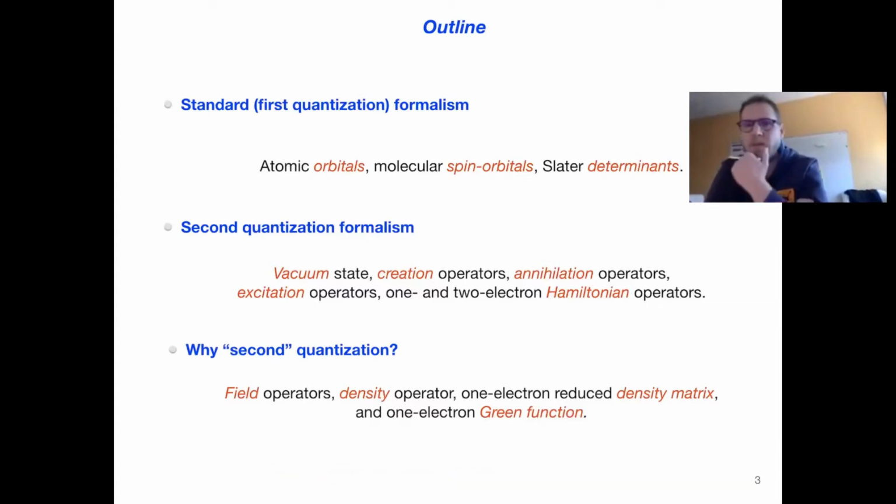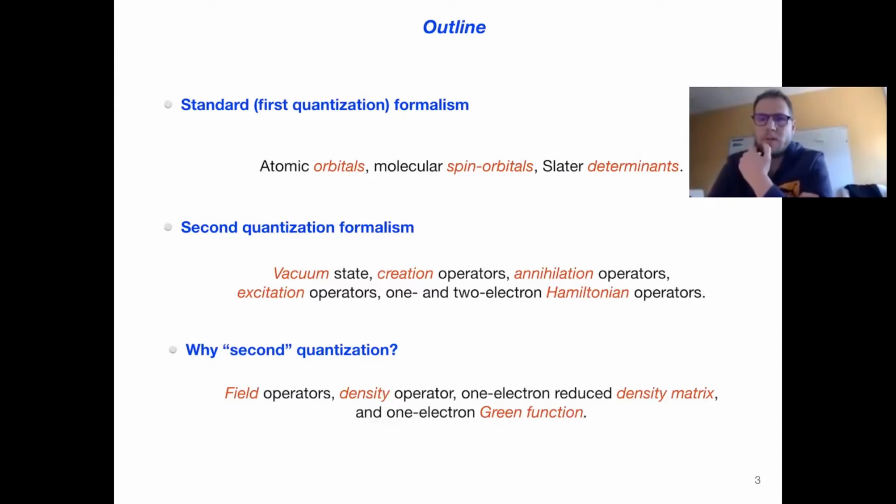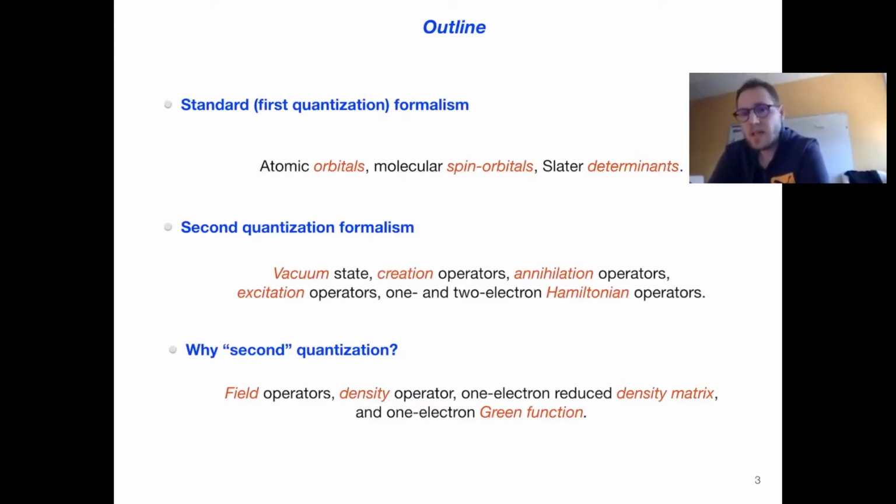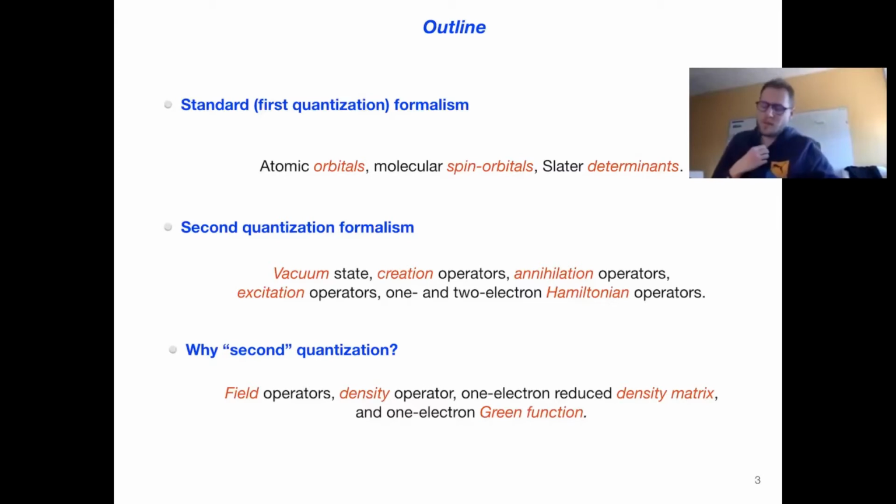So there are many things I'm going to tell you about, like what we call creation operators, annihilation operators, the concept of excitation operators, and how we write Hamiltonians, so ab initio Hamiltonians in second quantization. Okay, and we're going to spend lots of time on that. And finally, if I have time, and I hope I do, I will explain to you why this is actually called second quantization. Why do we distinguish first from second? What's the difference? Where does this come from?